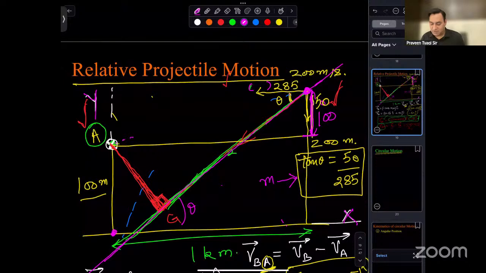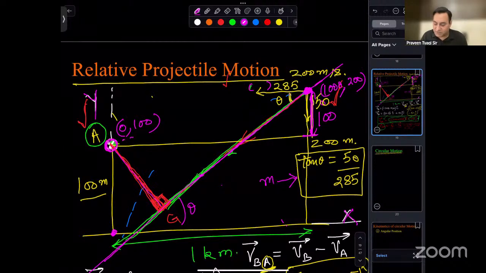This point is 1 kilometer, that is, 1000, 200. So in point-slope form you will be able to get the equation of this line. All of you must have done coordinate geometry in your 12th. Now you can find the equation of this line, and then find the perpendicular distance from a given point, 0, 100, to this line.